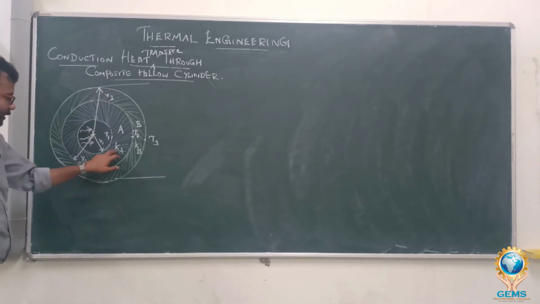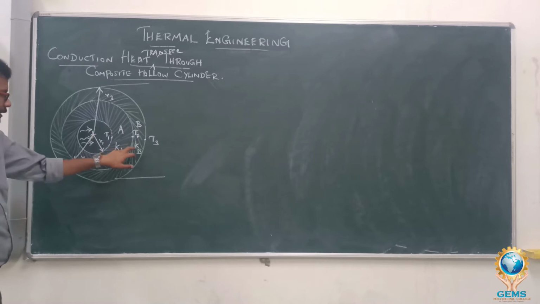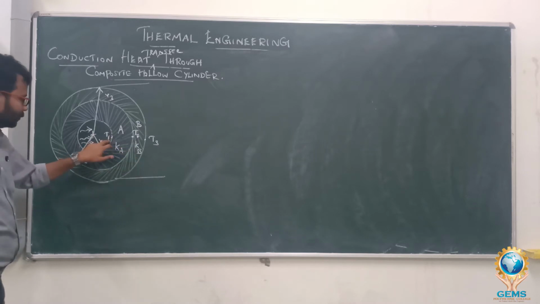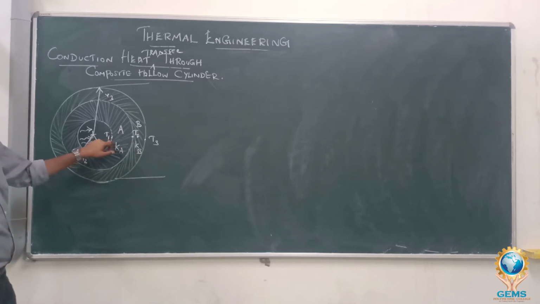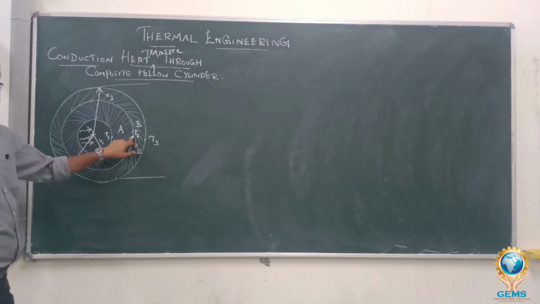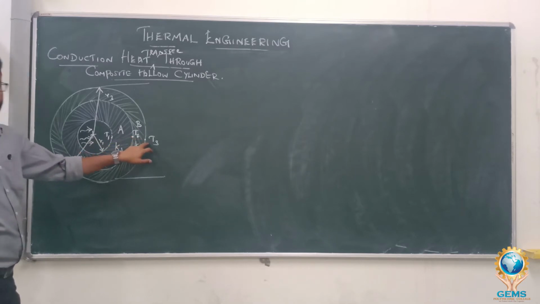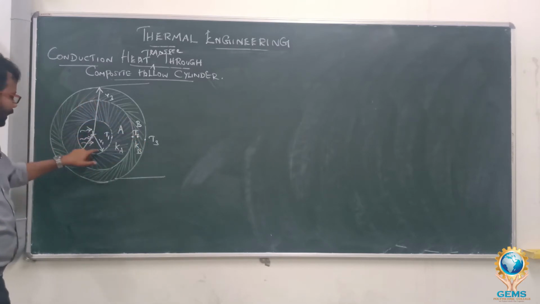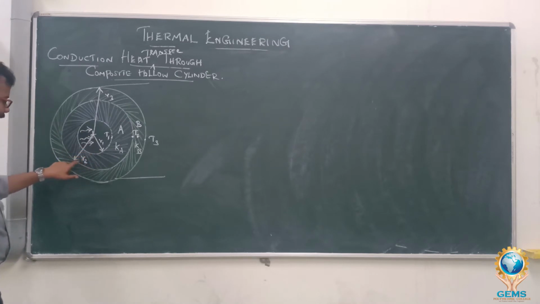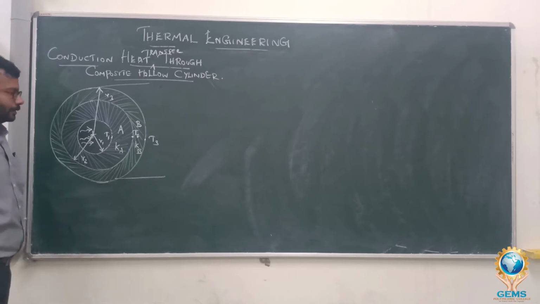The thermal conductivities are Ka and Kb. The inner surface temperature is T1, the intermediate temperature is T2, the outer temperature is T3, and the inner radius is R1, the middle radius is R2, and the outer radius is R3.